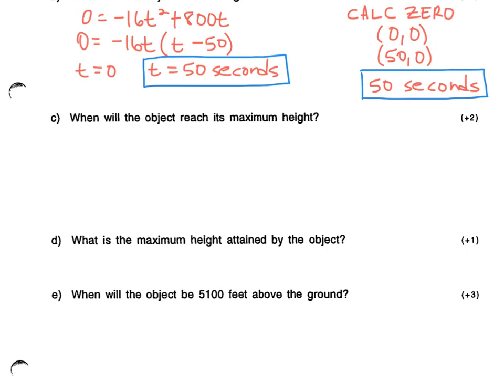Part C, when will the object reach its maximum height? And then we're going to do part D along with it. What is the maximum height attained by the object? If you think about it, we have a parabola, and it's opening down. So graphically, it would be starting and then going up and reaching a maximum height and then coming back down. When it reaches that maximum height, and what that maximum height is, is represented by the vertex. So it's asking us in parts C and D to find the vertex.